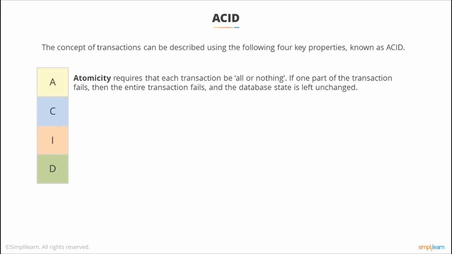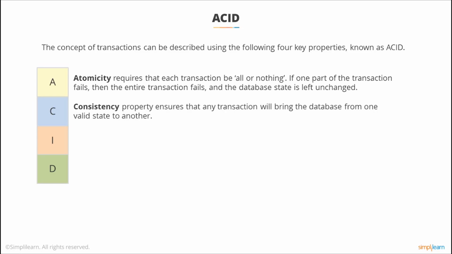APIs. The concept of transactions can be described using the following 4 key properties known as ACID: atomicity, that requires each transaction to be all or nothing. If one part of the transaction fails, then the entire transaction fails and the database is left in an unchanged state. Consistency property ensures that every transaction will bring the database from one valid state to another.